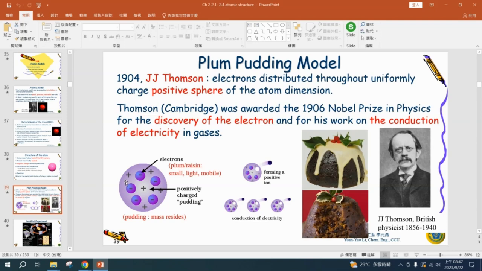This model is not correct, but in order to know the Plum-Pudding model, you need to understand what a Christmas pudding is. You have plums or raisins inside the pudding, and we regard the raisins as electrons, and the whole body, the whole atom itself, is the pudding mass. So we understand this is not correct, but the electrons are charged negatively, and the whole body of the atom is charged positively.